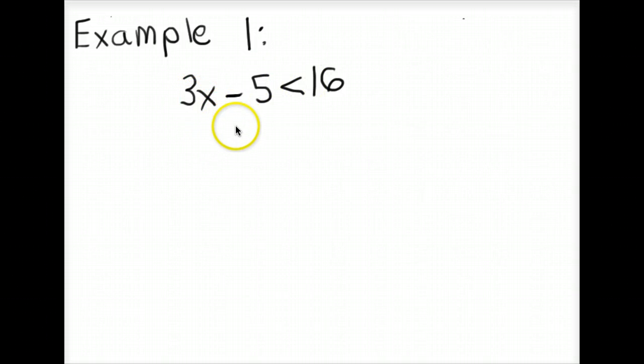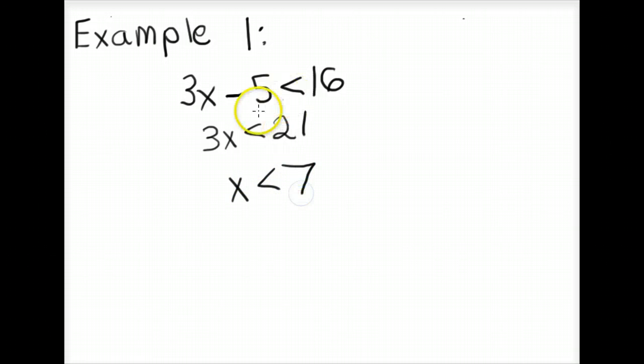So the first thing we're going to do is add 5 to both sides. So we're going to have 3x is less than 21. Then, to isolate x, we're going to divide by 3. So x is going to be less than 7. So for this inequality to be true, you could plug in any number that is less than 7.